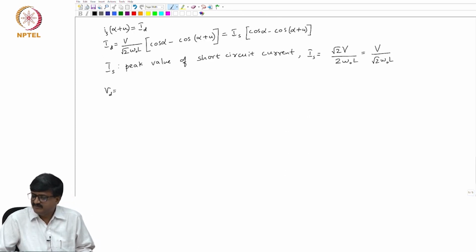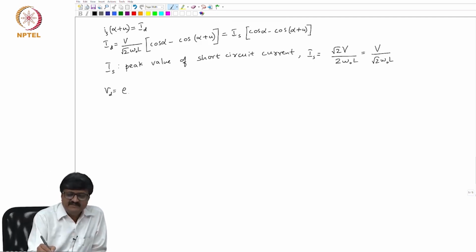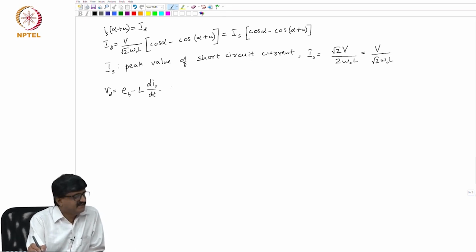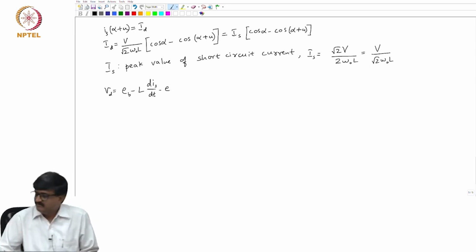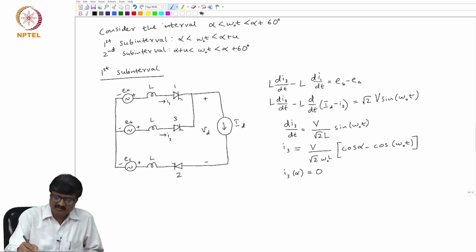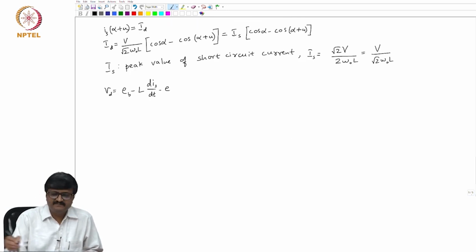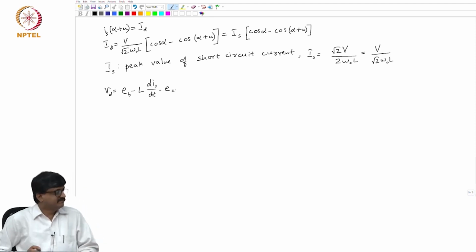So, by applying Kirchhoff's voltage law, I can write Vd as EB minus L dI3 by dt minus what? I am referring to this circuit. I am applying Kirchhoff's voltage law to this lower loop. So, it is minus EC.